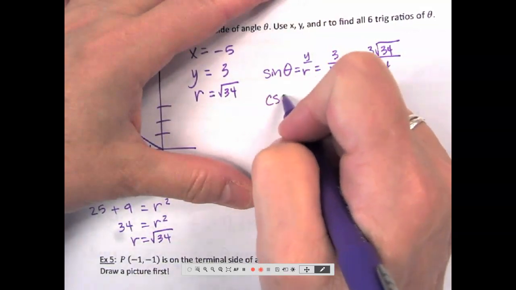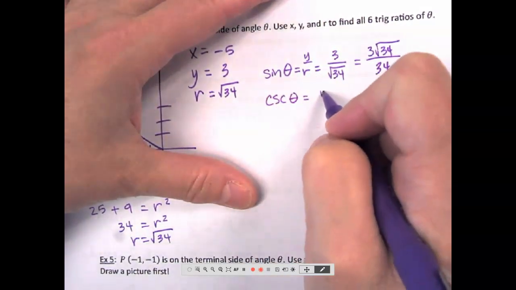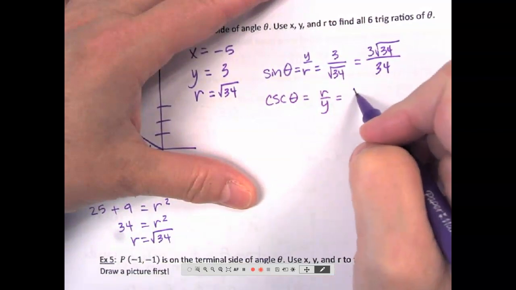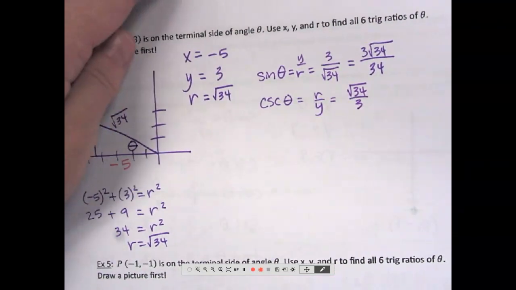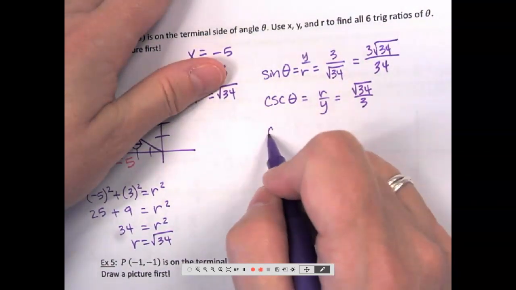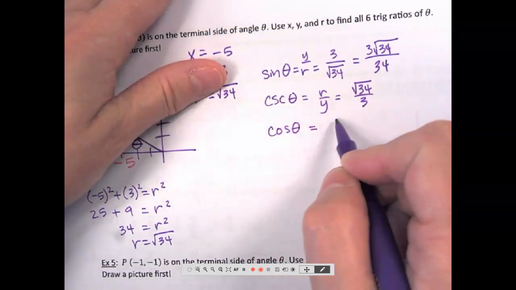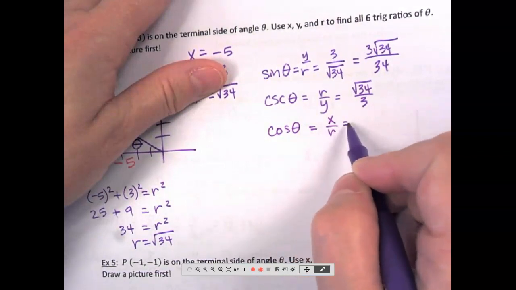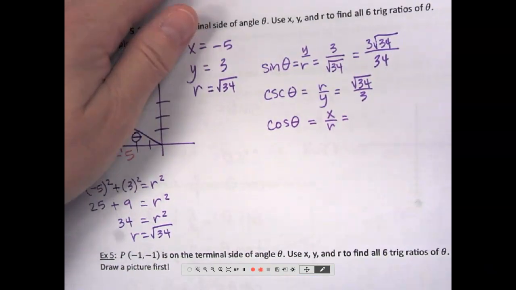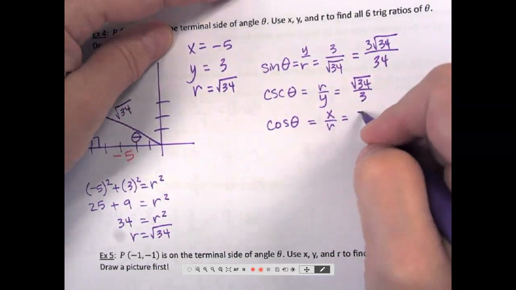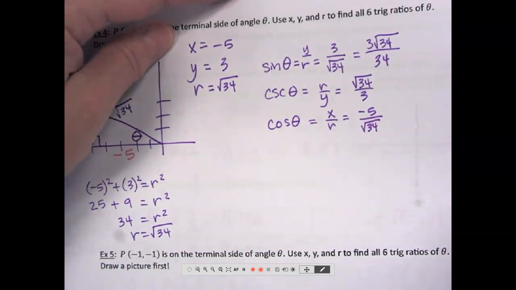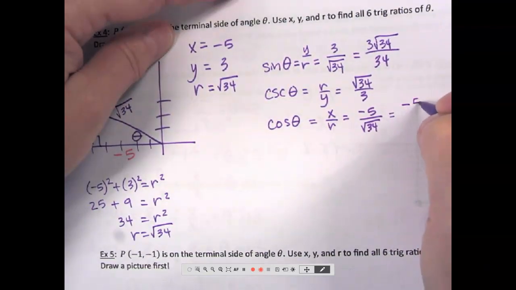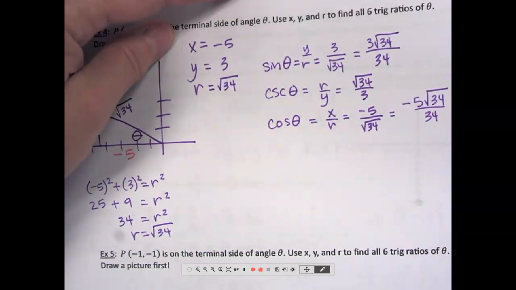Okay, cosecant is r over y, which is square root 34 over 3. Cosine is x over r. Try to get these memorized. It'll just make your work faster. X is -5. R is square root 34. And that becomes -5 square root 34 over 34 if I rationalize it.